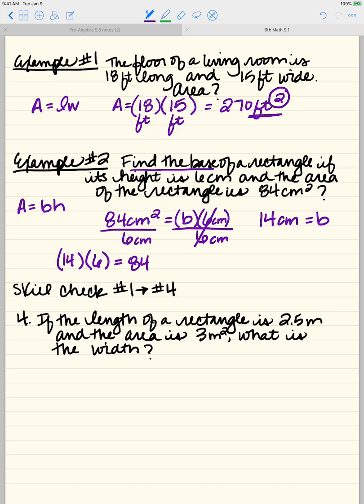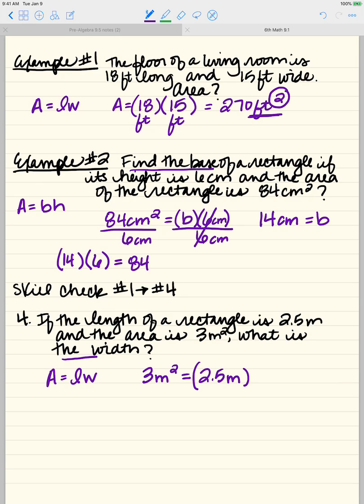Skill check number 1, if you want some extra practice, go ahead and do 1 through 3. I'm going to walk through number 4 with you. It says if the length of a rectangle is 2.5 meters and the area is 3 meters squared, what is the width? So here we're working with A is equal to L times W. We are given area, so we plug that in. 3 meters squared is equal to the length we are given, which is 2.5 meters.